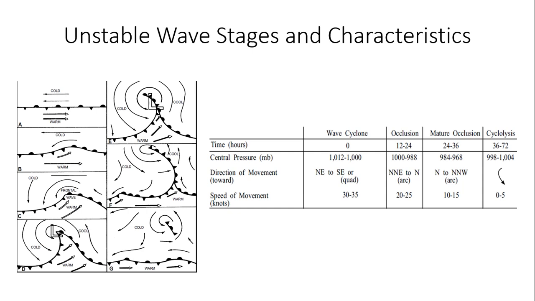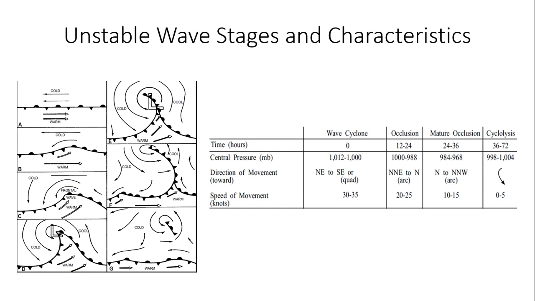Point G, now you have a reestablishment of the polar front, where you're getting the colder air to the north and the warmer air to the south. And again, if you have the right dynamics in the upper levels, especially at the jet stream level, then you can get the development of a new wave cyclone.